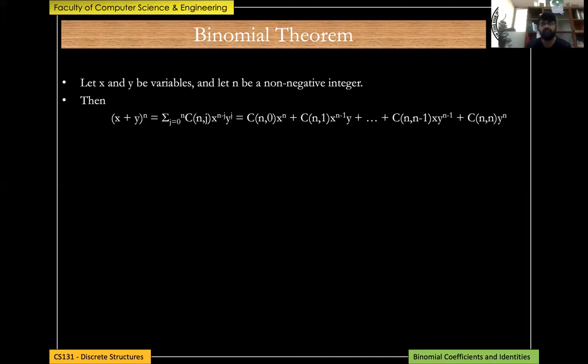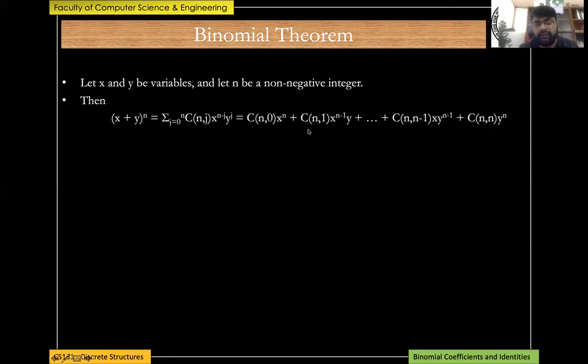So x has the power n minus j. The first term is going to be x^n. The second term is going to be x^(n-1). Because j will be 0 first, then 1, then 2, and so on, x has the powers n, n minus 1, n minus 2, and so on. Then this is multiplied by y to the power j, which is y to the power 0 at the start, then y1, y2, y3, y4, and so on until you reach y^n. That is the point where x has a power 0, C(n,n), x^0, y^n. And C(n,n) is 1.